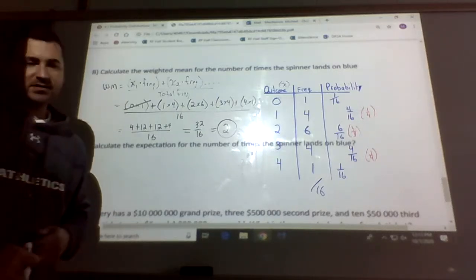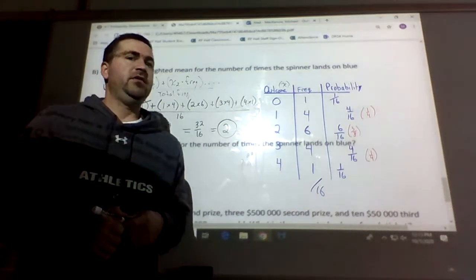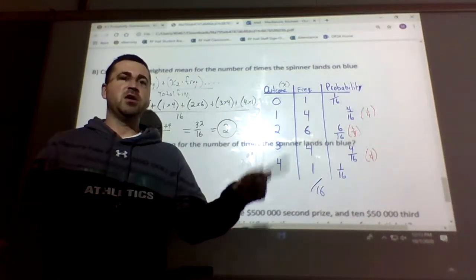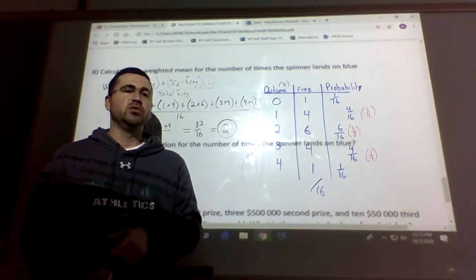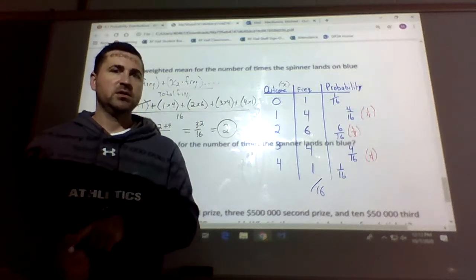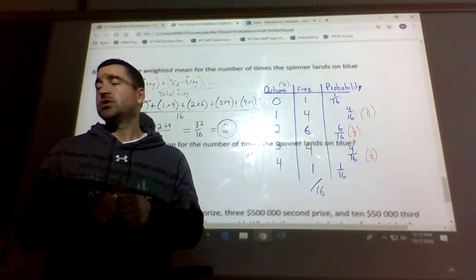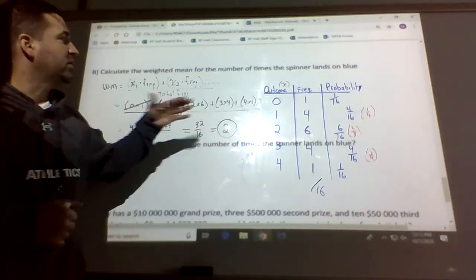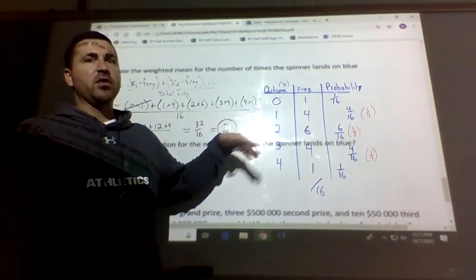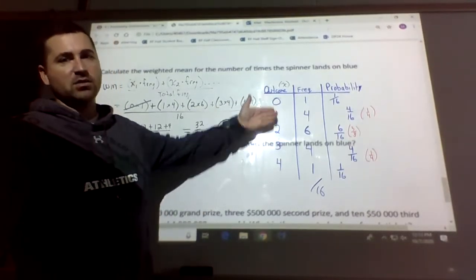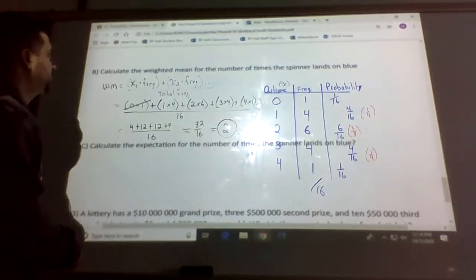So what that means, if you were to do this over and over and over again, you spun it 4 times, on average, it will hit blue twice out of 4 spins. Okay, so that means the weighted mean is the average. If we were to do this over and over again, you would get an average of 2 blues on the spinner. Sometimes you might get 0, sometimes you might get 4 times. On average, it's going to happen twice.